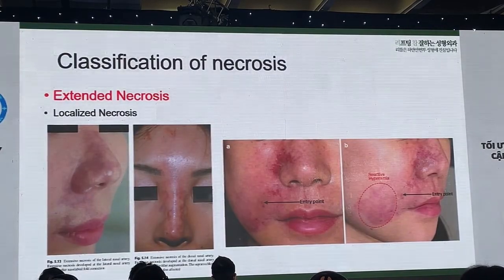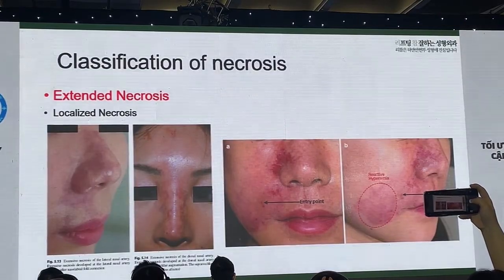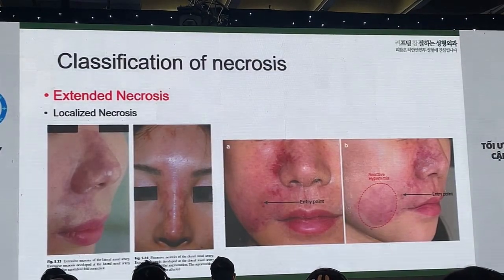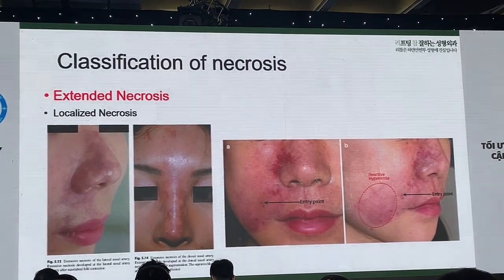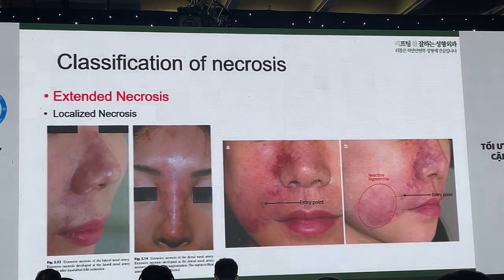In contrast, extended necrosis can spread widely. For example, in the left image, necrosis developed along the lateral nasal artery after nasolabial injection. In the right image, necrosis is spreading along the dorsal nasal artery following nasal filler injection. Both cases clearly show a branching redness and spreading pattern of necrosis.